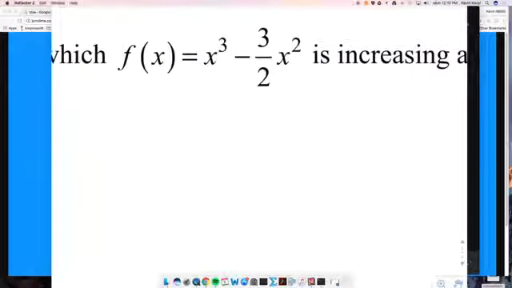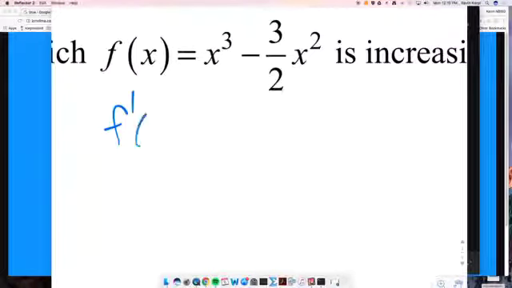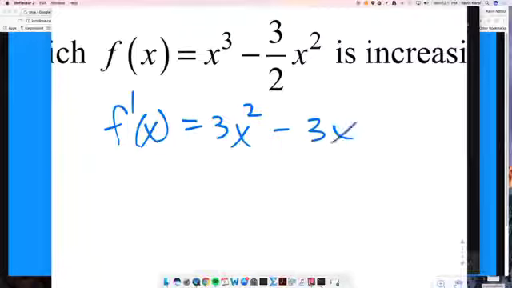All right, first things first. Is this function continuous or discontinuous? It's continuous, right? So the only values of x where this can change its increasing, decreasing behavior is at a critical value. Let's find the critical values. We'll take the derivative, and we get 3x squared minus 3x.